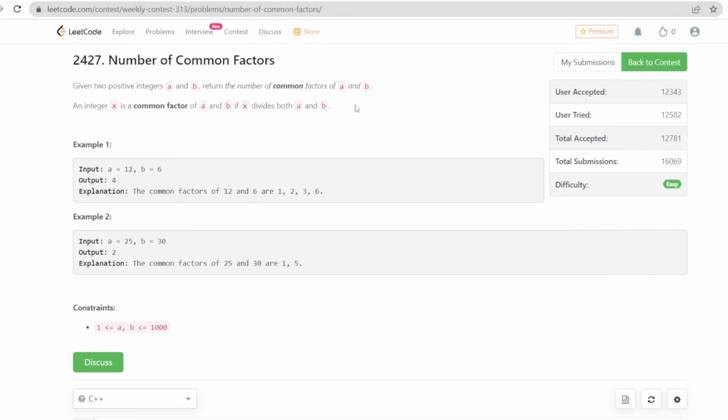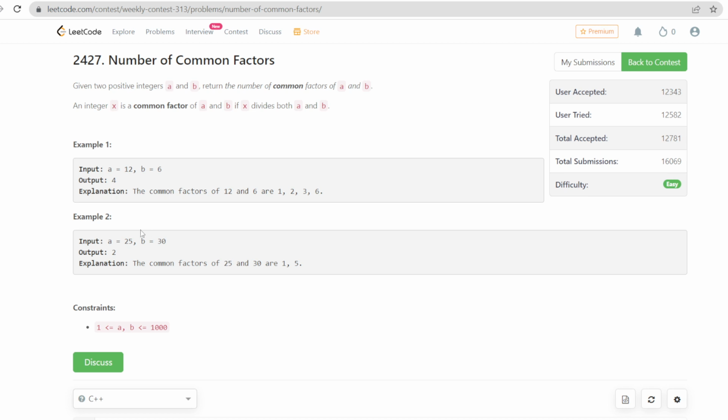Hey everyone, let's discuss the first problem from today's weekly contest, that is number of common factors. So we're given two positive integers a and b and we have to return the number of common factors of a and b. Fairly easy problem and we can easily calculate it using brute force, and it works in the contest as it is the first problem.